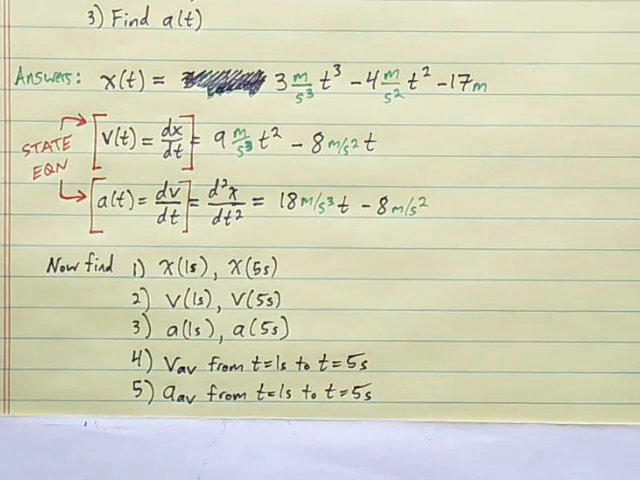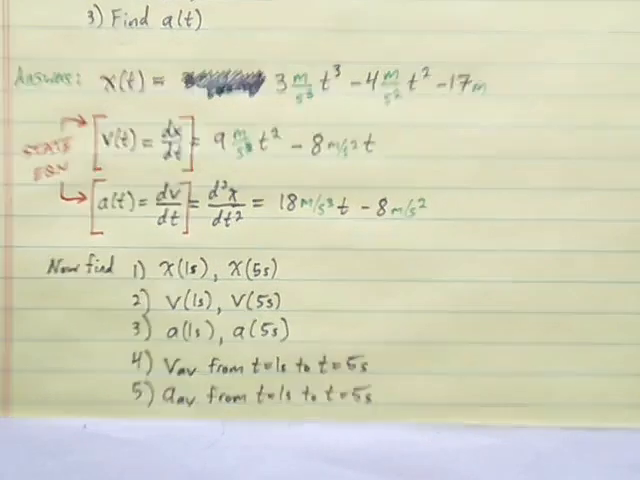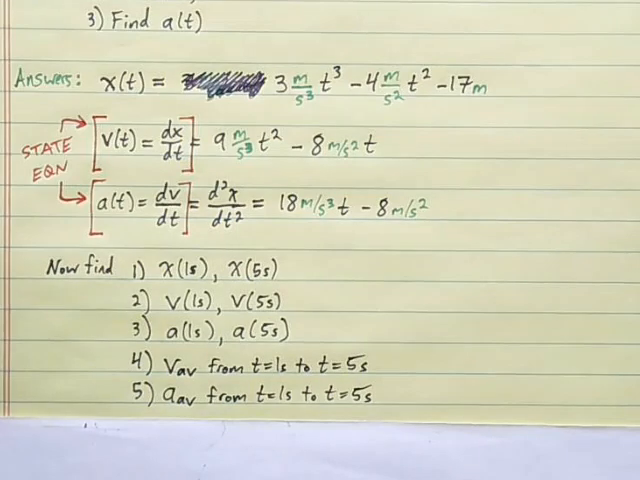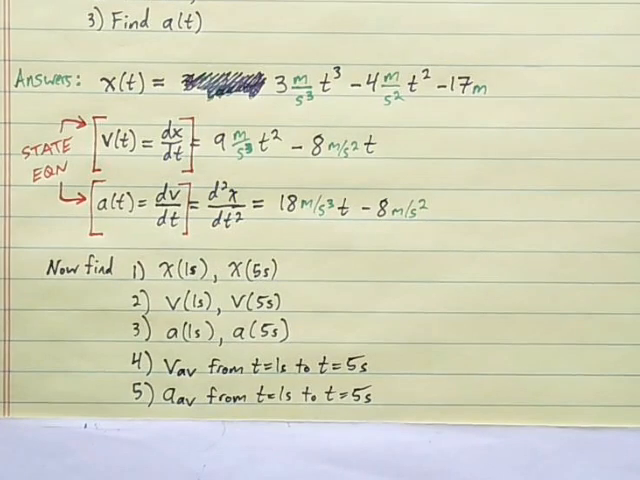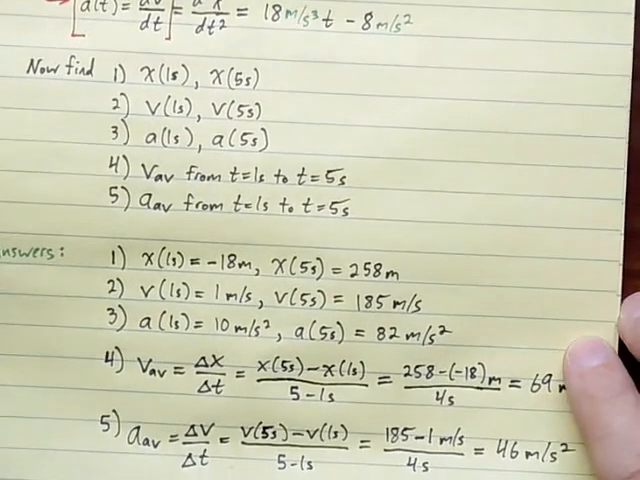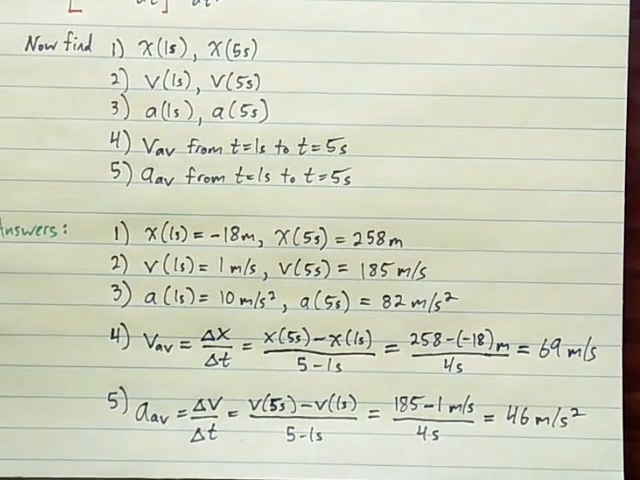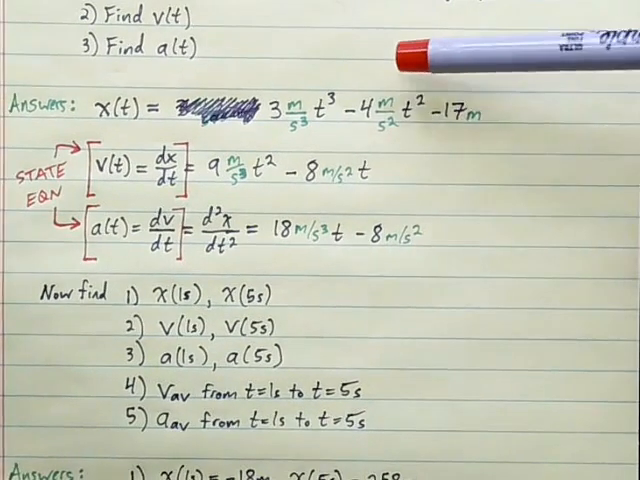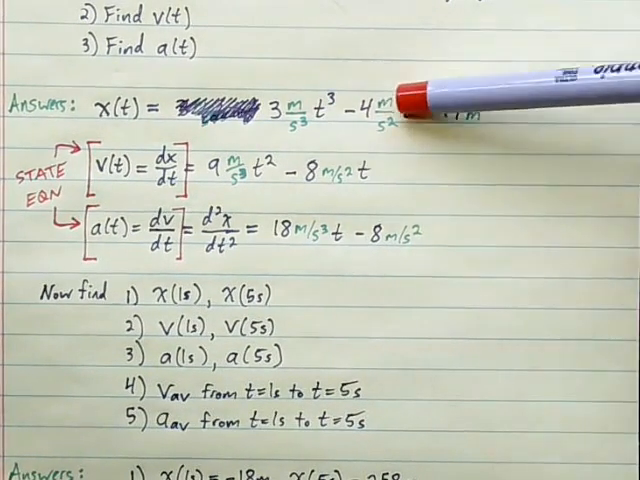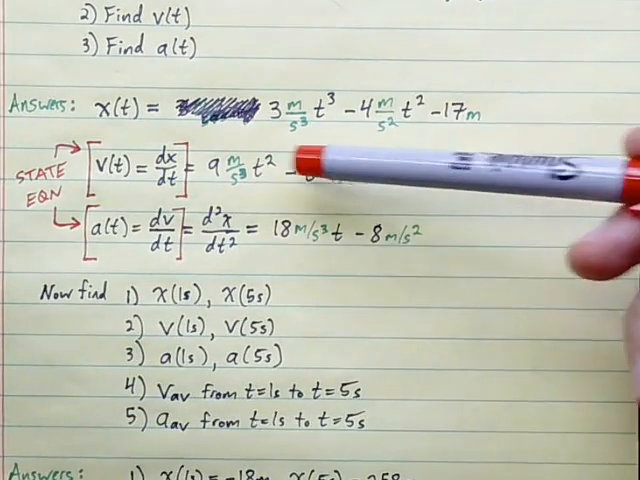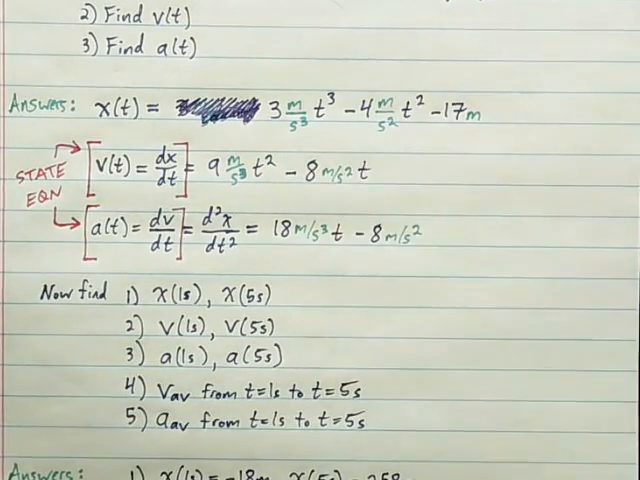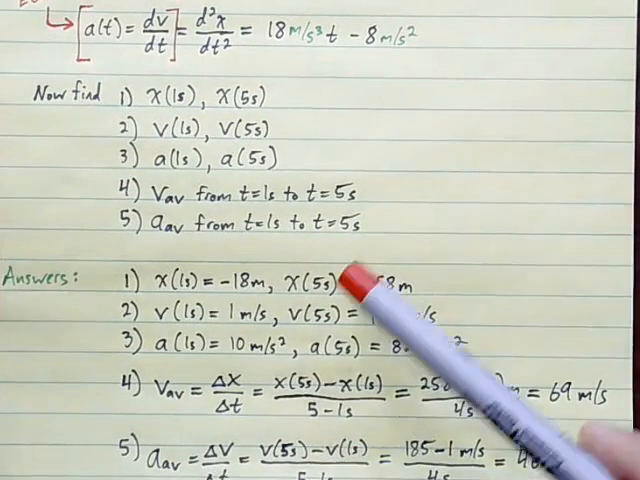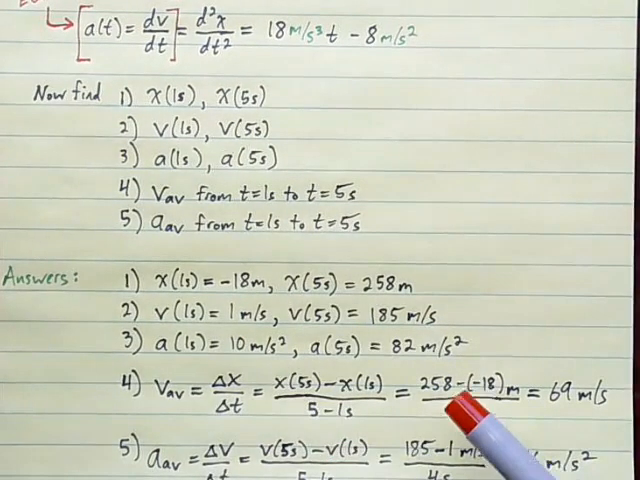Chance to test your understanding of average velocity and average acceleration functions. Did you do it? Okay, here's the answers. Just evaluate your functions up here. Put in 1 second for t, 5 seconds for t, 1 second here, 5 seconds here, 1 second here, 5 seconds here. Evaluate those functions to get these positions, velocities, and accelerations.